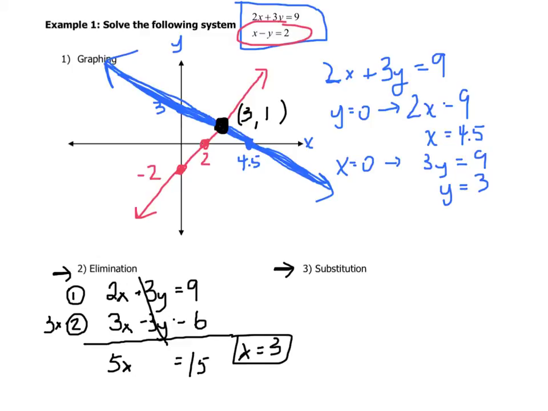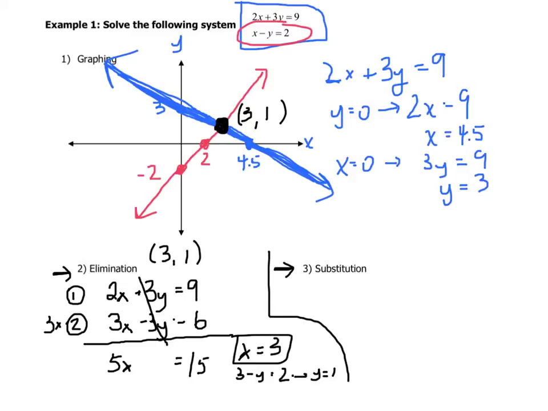Now, to complete the problem, substitute x equals 3 into one of the two equations to find y. Okay, so we'd substitute maybe into the second equation, and we get 3 minus y equals 2. And a little bit of work later, we would find that y equals 1. So my solution by elimination is, well, 3, 1. Which is good, because that's exactly what we had on the graph. They should match.